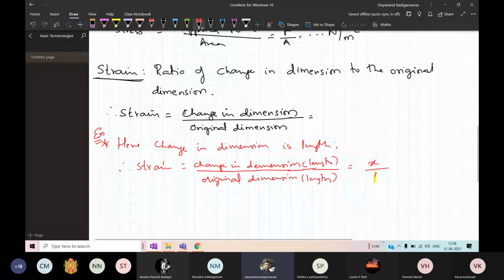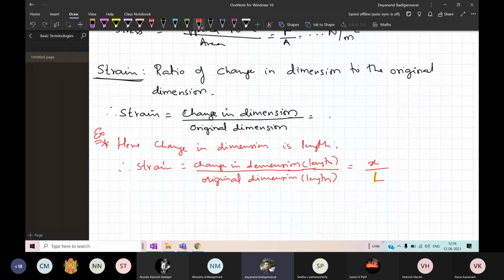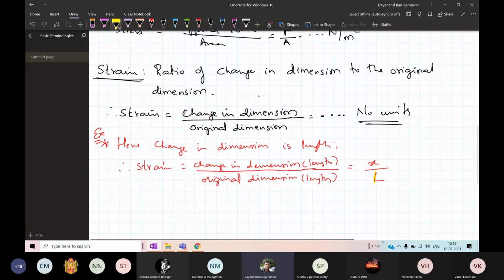Now, this is just an example. This is how I define the strain. So here the strain doesn't have any units, because it is the ratio of same entities. It is the ratio of same dimensions. The dimensions are same, length by length.